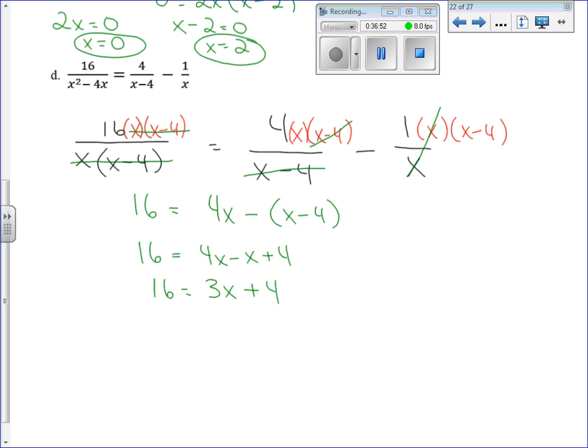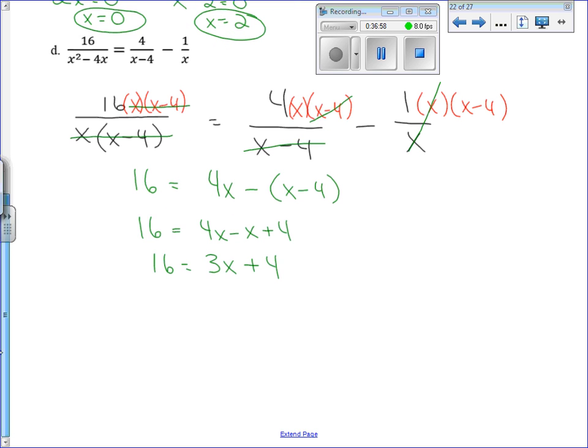What happened here? Oh, I'm sorry. Thinking something wasn't right. I'm going to subtract 4 from both sides, so I get 12 is equal to 3x. So then x is equal to 4.